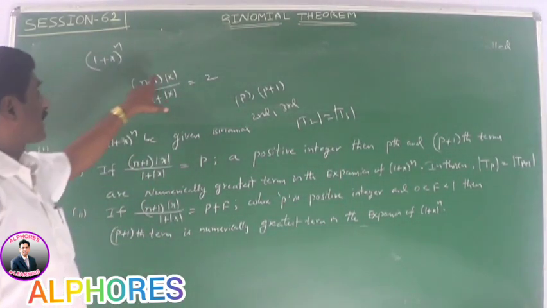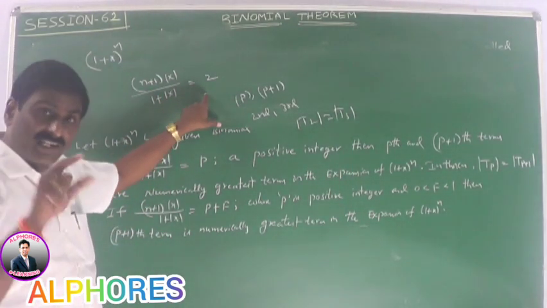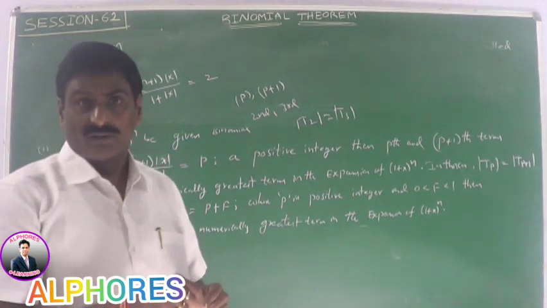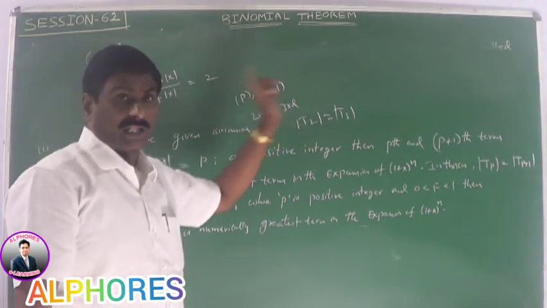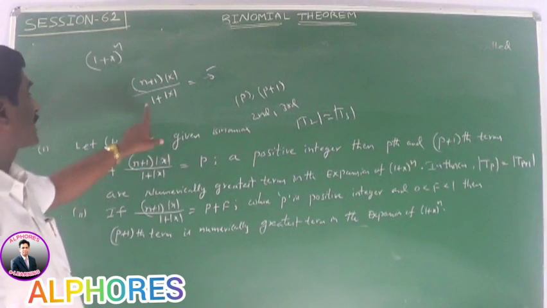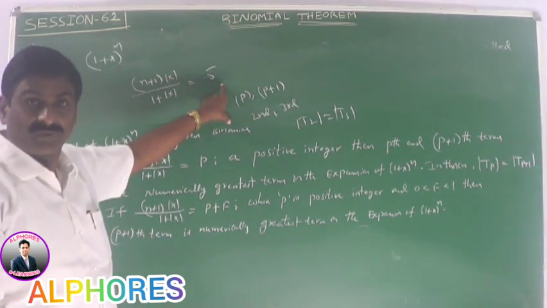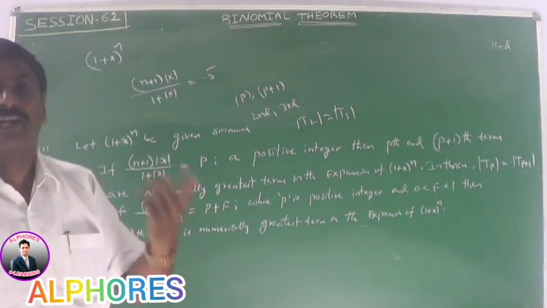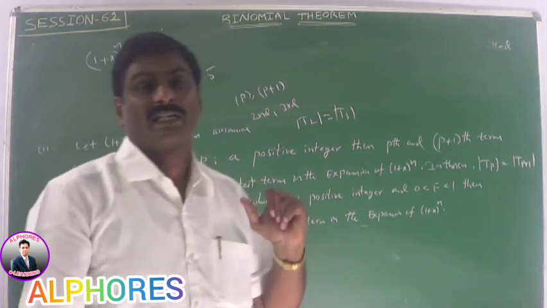If (n + 1)|x| / (1 + |x|) is an integer, then we get 2 numerically greatest terms, and the two values are equal: |T2| = |T3|. Suppose this value is 5. It is an integer, so we get p and p + 1, that means the 5th and 6th terms are numerically greatest terms. |T5| = |T6|.